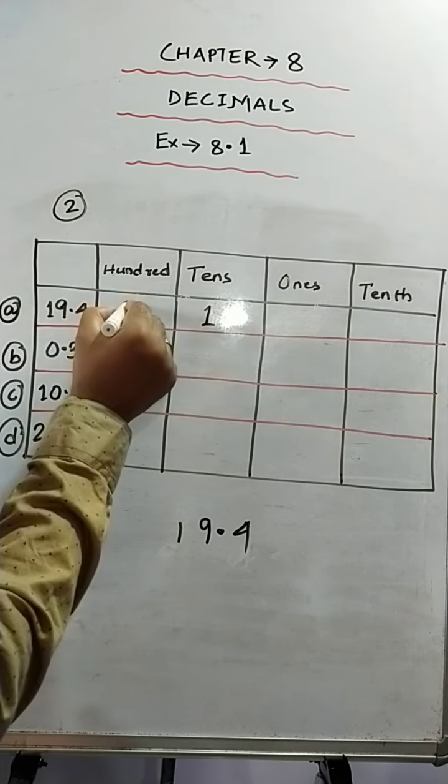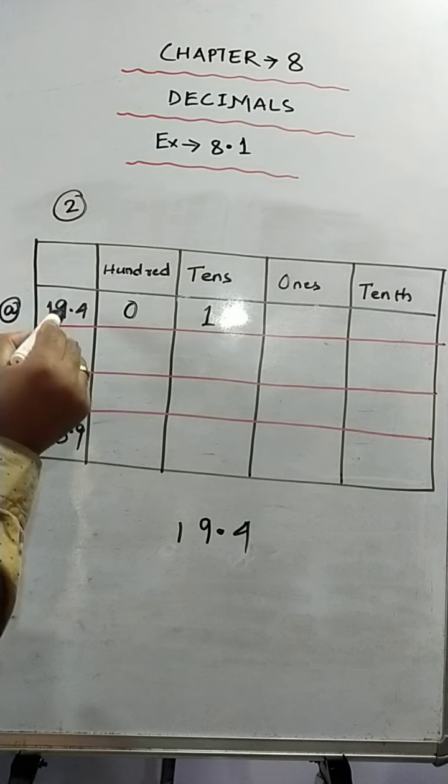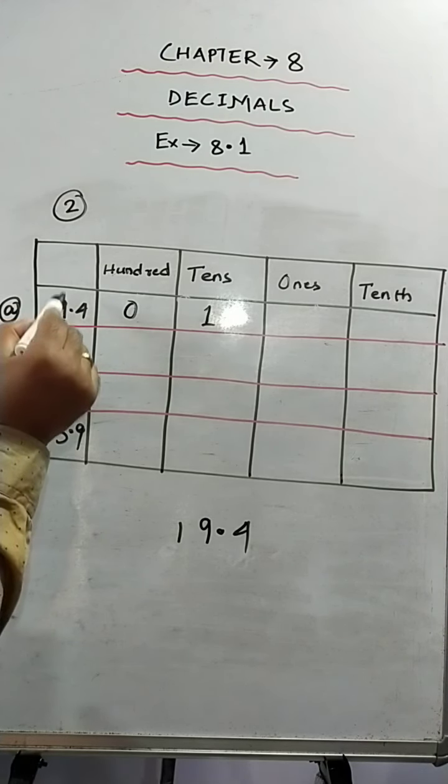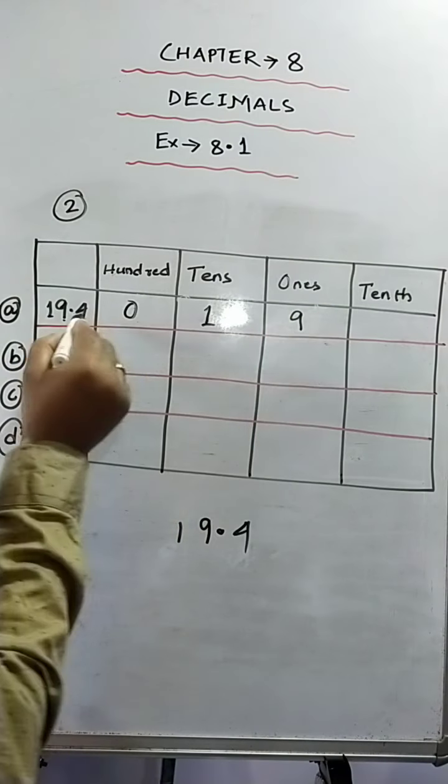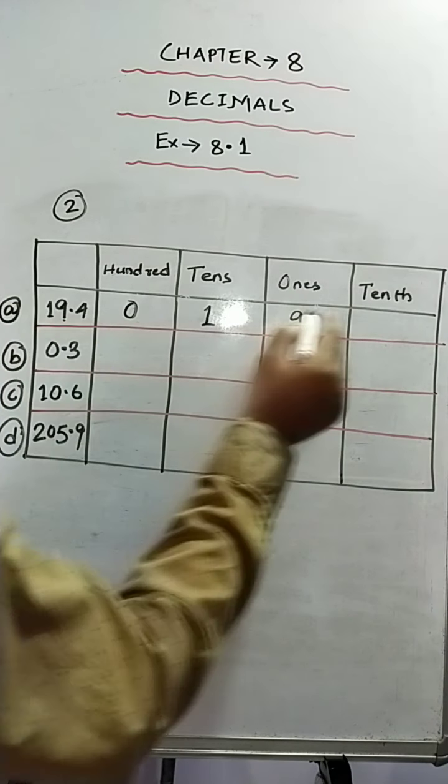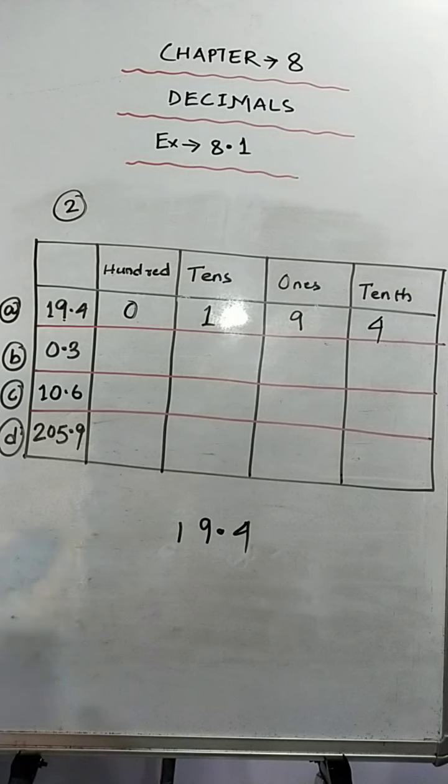So no 100 is there, so we put 0. So how many ones are there, students? This is the place value of ones. So how many ones are there? 9. And how many tenth are there? That is 4. Okay, see, so easy.